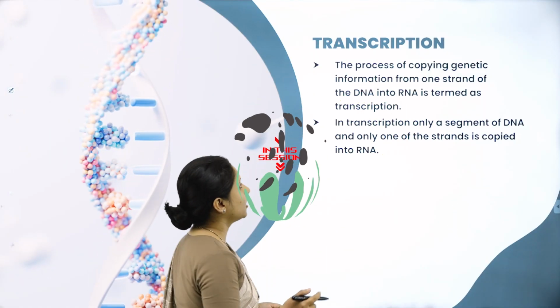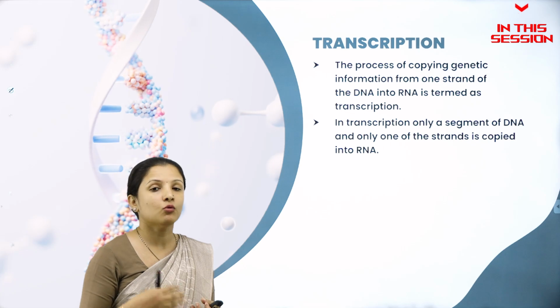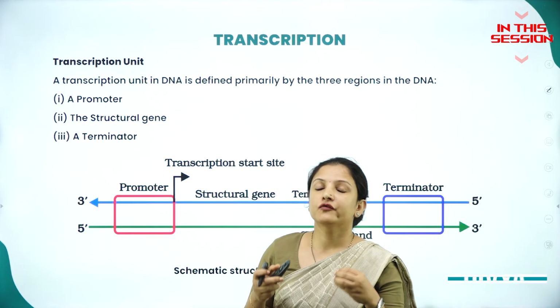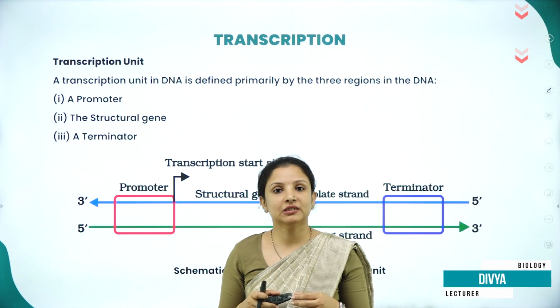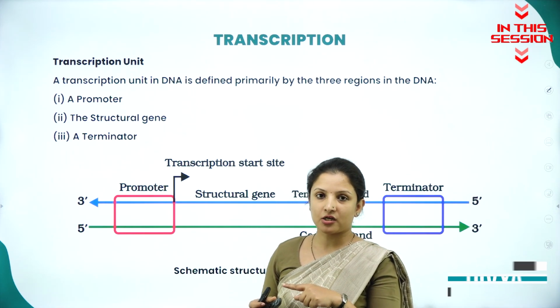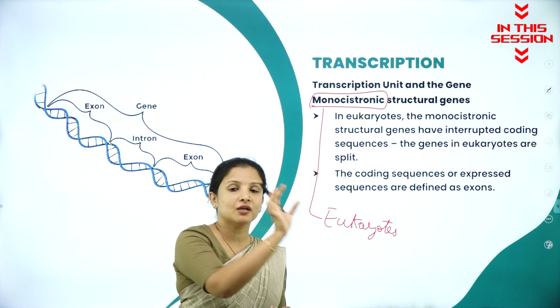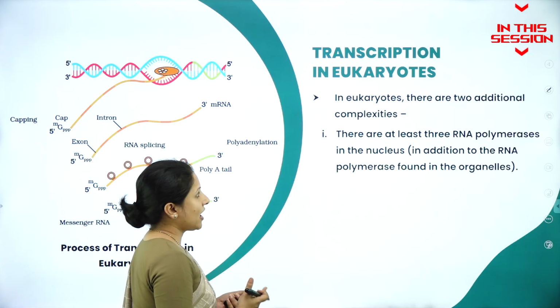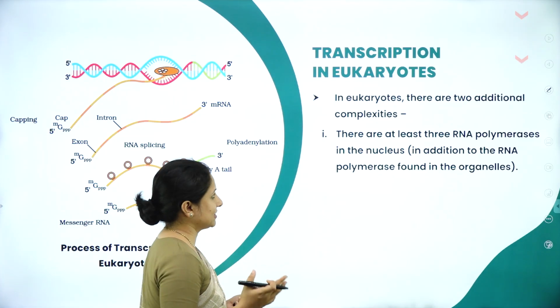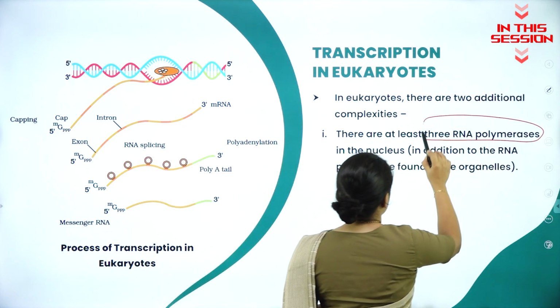Transcription is nothing but transcribing. Transcribing means copying. So what is being copied? Out of the two strands that are present in the DNA, one which runs from the 5' to the 3' direction. So where is the structural gene present? In between the promoter and the terminator regions. So in eukaryotes, there are two additional complexities. One is there are at least 3 RNA polymerases which are involved.